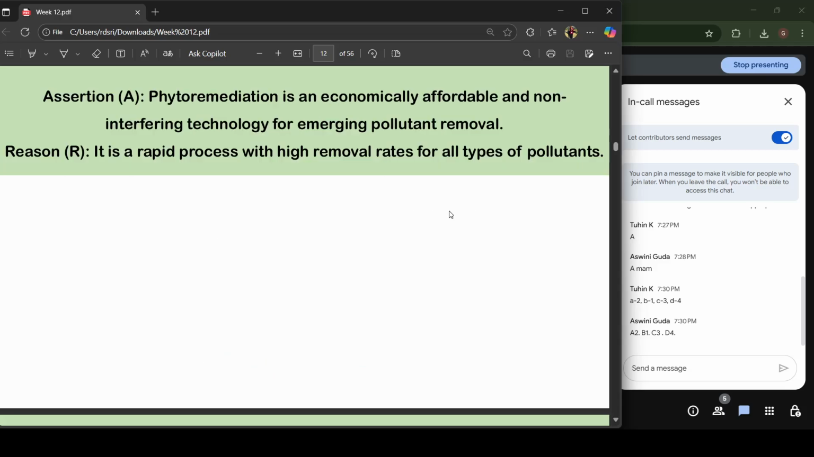Again, another assertion and reasoning question based on the phytoremediation process. Phytoremediation, we saw in the first question, is a plant-based remediation technique and mostly focused on the rhizosphere region and the microbes present.